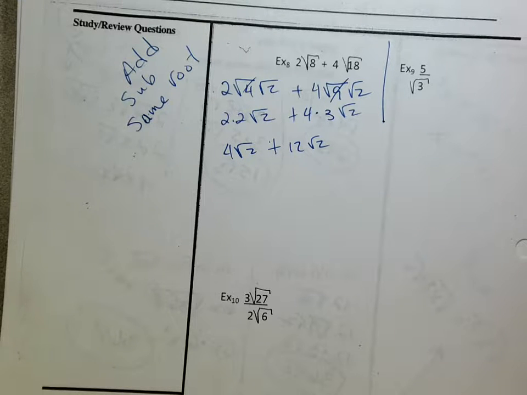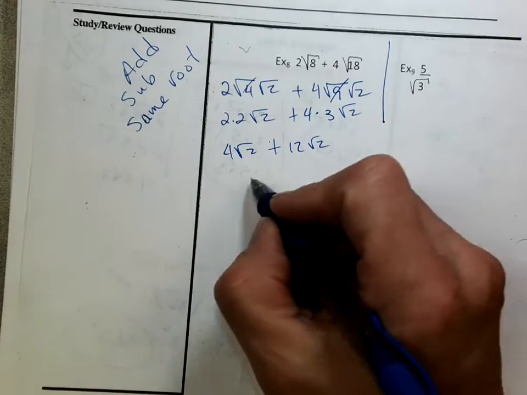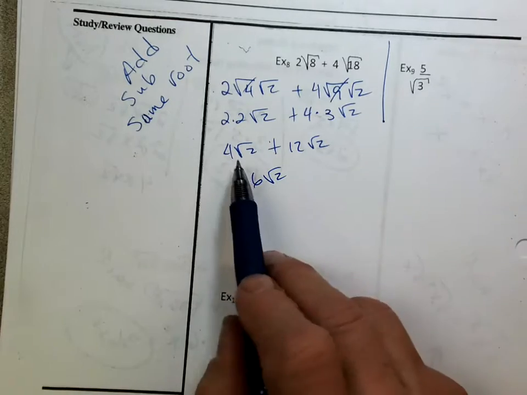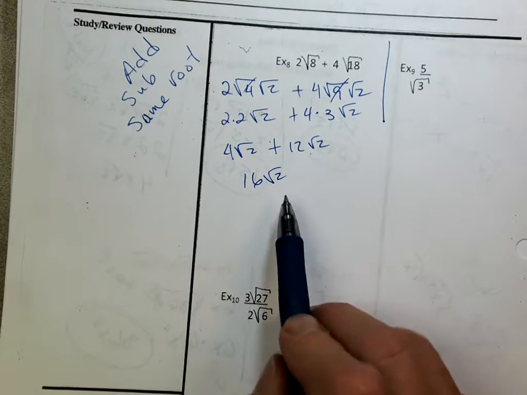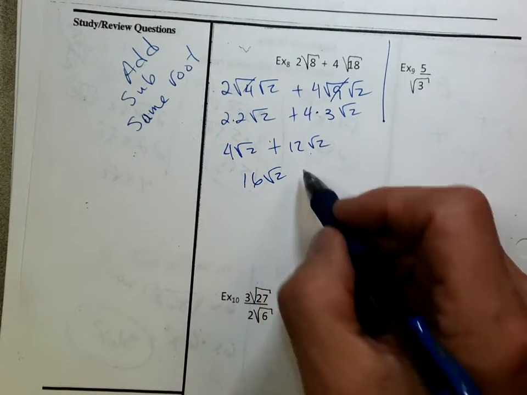But we got to be careful. We got 4 square roots of 2 and 12 square roots of 2. The answer's got to be how many square roots of 2's, not 4's. So the answer's got to be 16 square roots of 2, because you've got 4 of them plus 12 more makes 16 of the square roots of 2, okay?